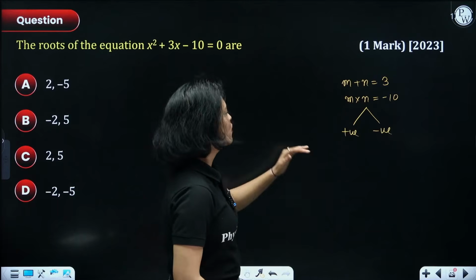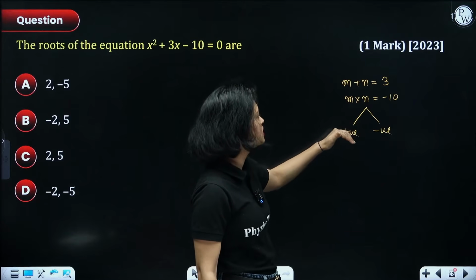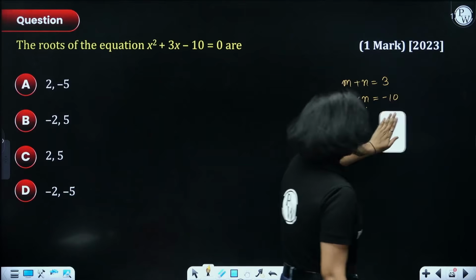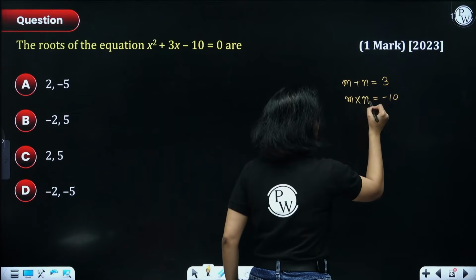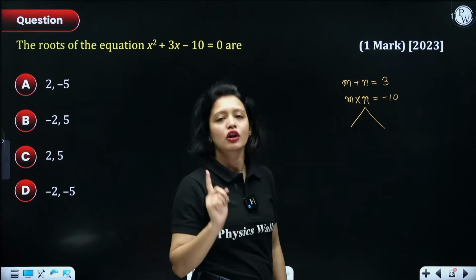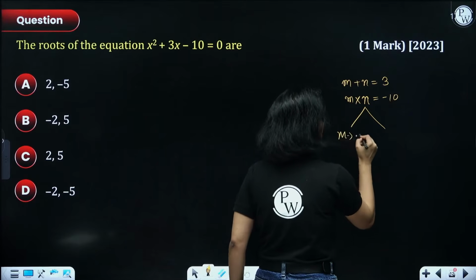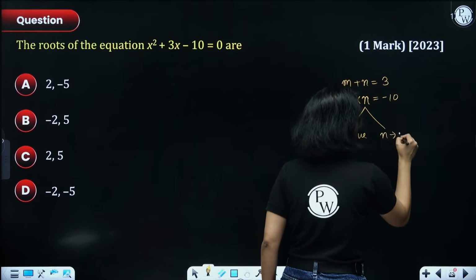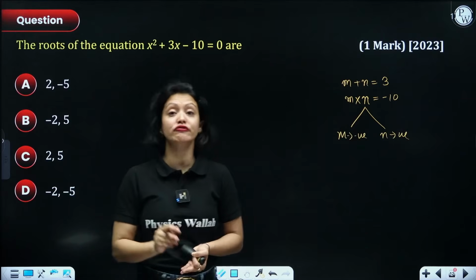Now, if m into n is negative, then that means that one of the numbers should be negative. One number should be negative, right? So either m is negative or n is negative. One of the numbers has to be negative, another one will be positive. But which number is negative, which number is positive?